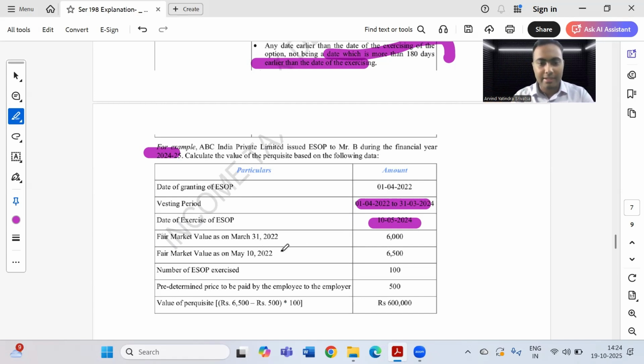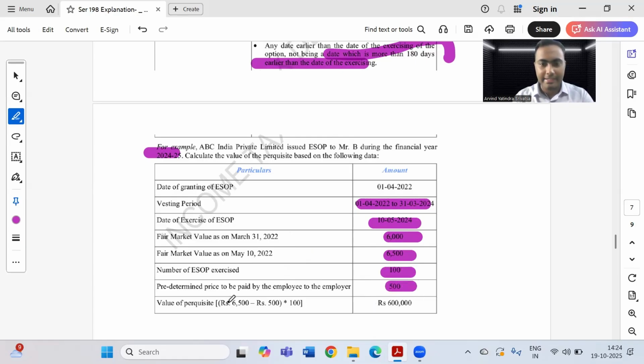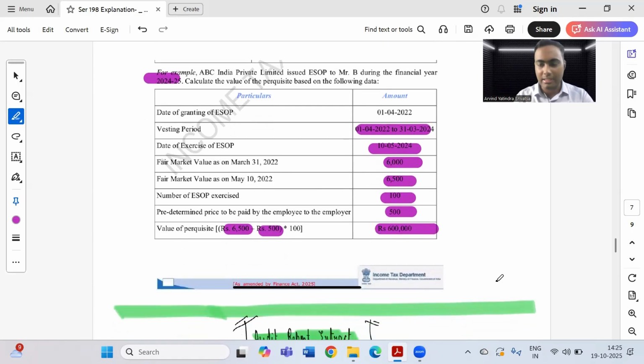So they are saying the fair value as on March 31, 2022 is 6,000. Fair value on May 10, 2022. I think this should have been 2024. I think it was a typo here, because 2024 is the day on which the exercise happens. So number of ESOPs exist 100. Predetermined price to be paid by the employee to the employer. So basically we take the fair market value on the date of exercise, which is May 10, 2024, minus the price which is paid by the employee to the company, because that is the benefit he is getting, right? Because if he had gone today on May 10, 2024 and purchased in the market, he would have had to pay 6,500. But he's only paying 500. So he's getting a benefit of 6,000 into 100, which comes out to rupees 6 lakhs. I hope that is very clear, guys. So this is the amount that should be included.